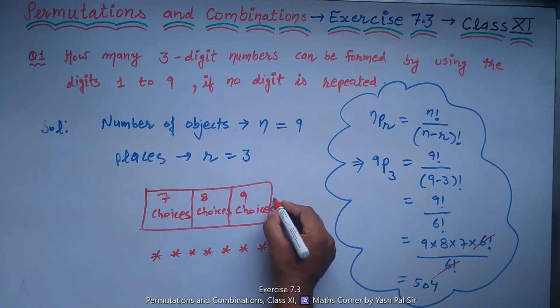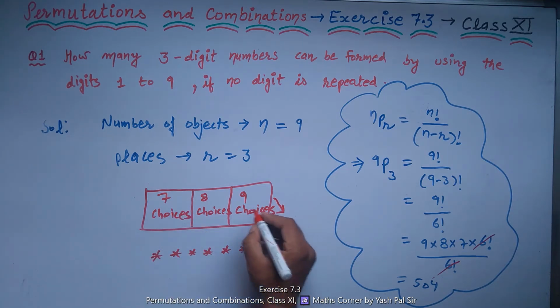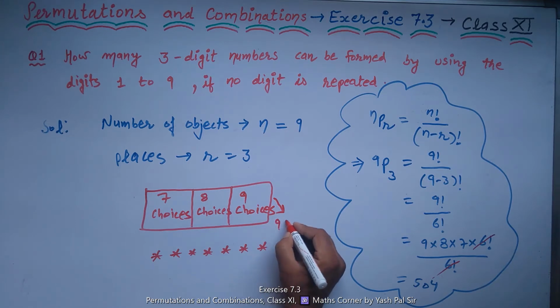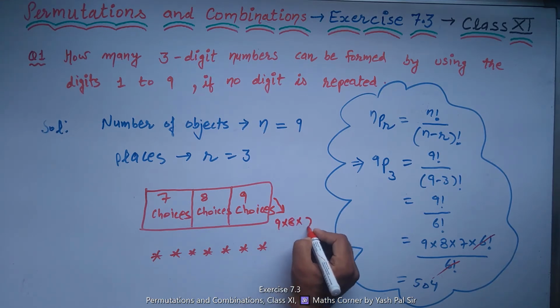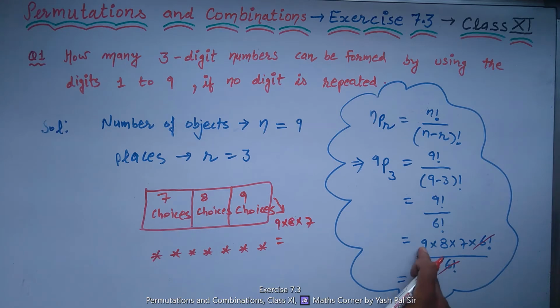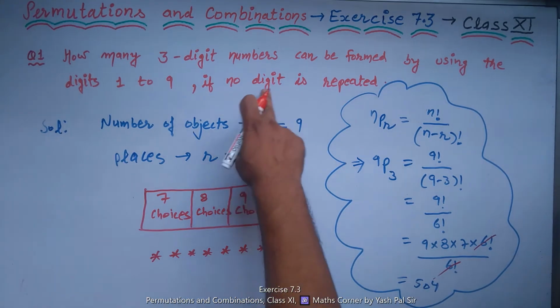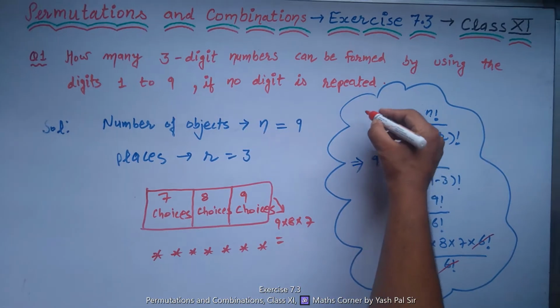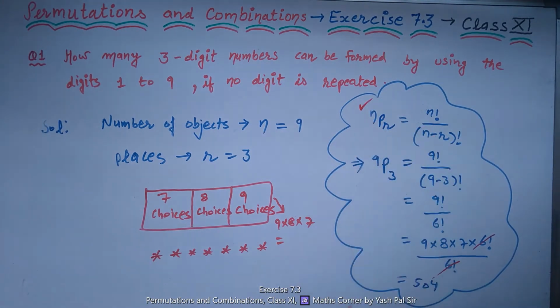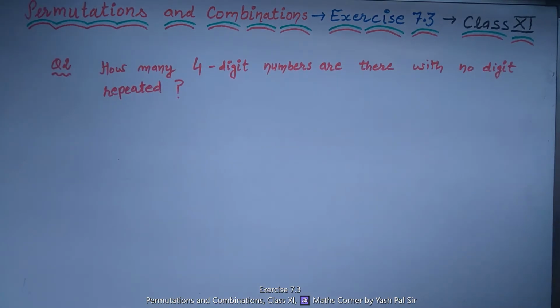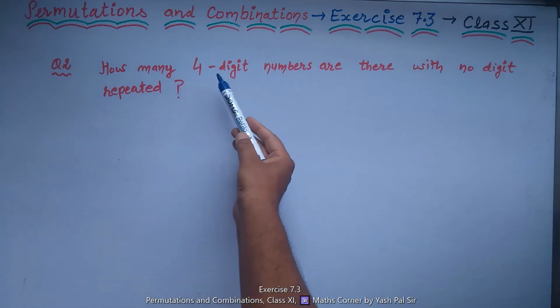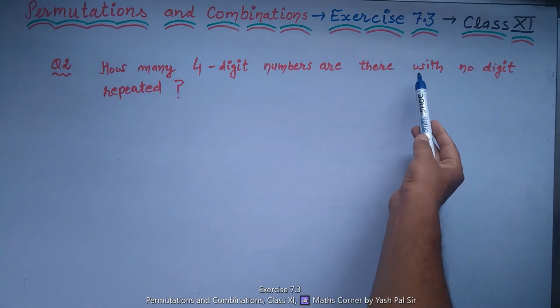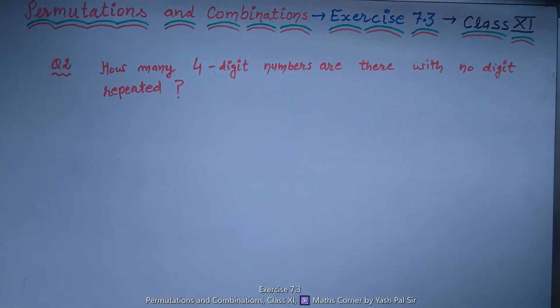So lastly, how did we calculate there? 9 into 8 into 7 ways. The same answer is here. So this way, if digits are not repeated, then we apply nPr, the permutation rule. Okay. Now what about question number 2? How many 4-digit numbers are there with no digit repeated?